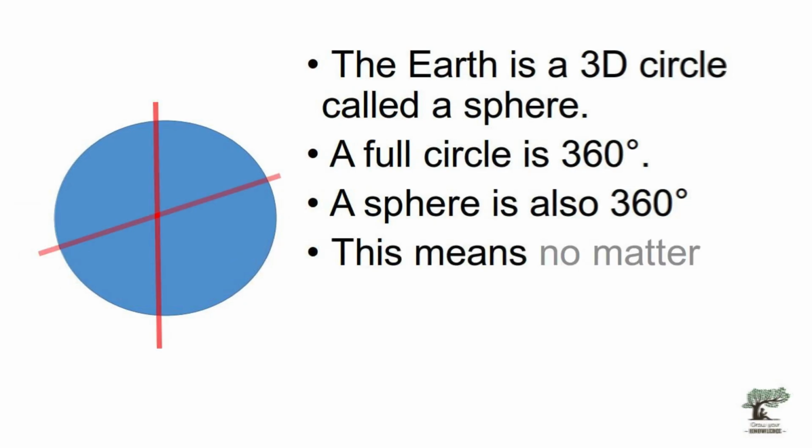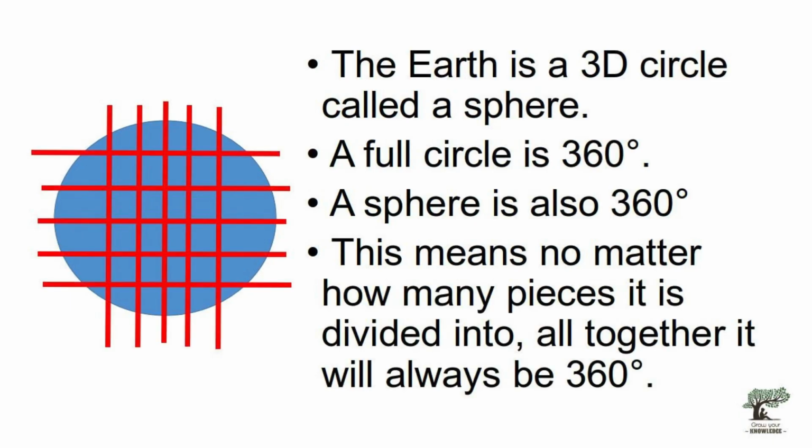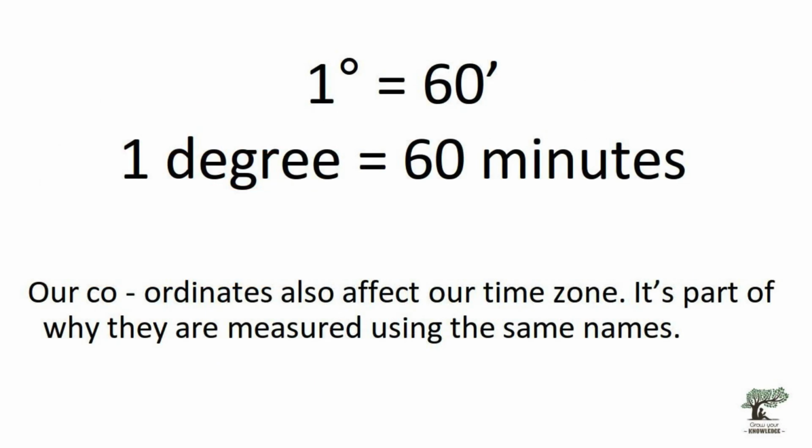This means that no matter how many pieces you divide this sphere into, altogether when they are added up, it will always equal 360 degrees. It will not be bigger. 1 degree is equal to 60 minutes. You will see on the screen, your degree is a small little circle up at the top of the 1, and your minutes is shown by something that looks a bit like an apostrophe.